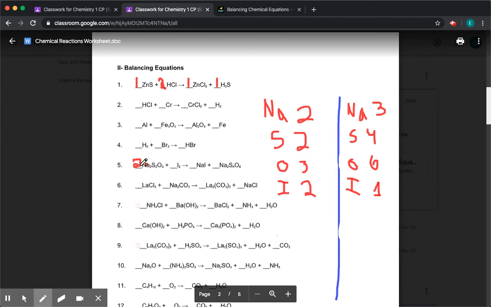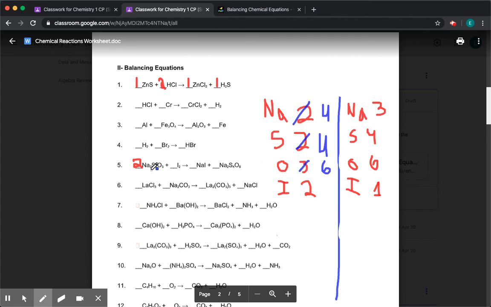If I add a second one, what are my new numbers? This now becomes 4. Let me change colors here. So instead of 2 of these, now we have 4. Same thing here, and now we have 4. Now we have 6, and this is still the same. Okay, so these are our new numbers after we added the second one.